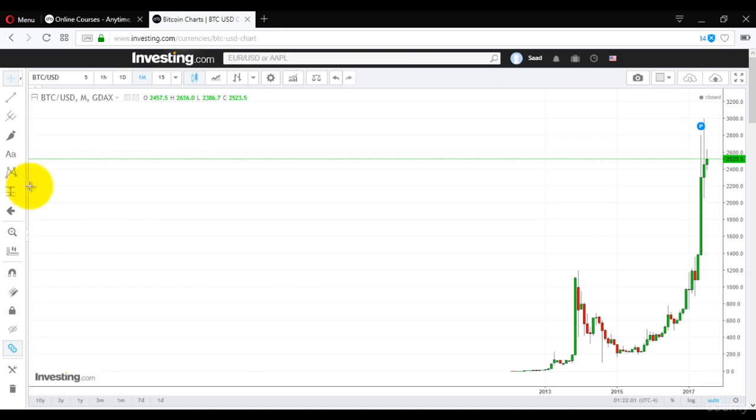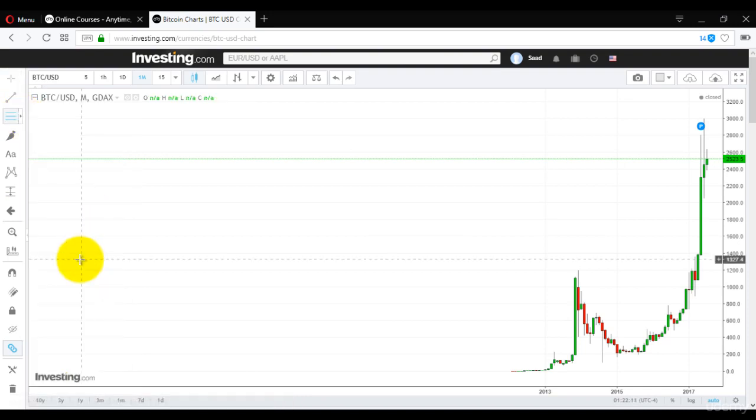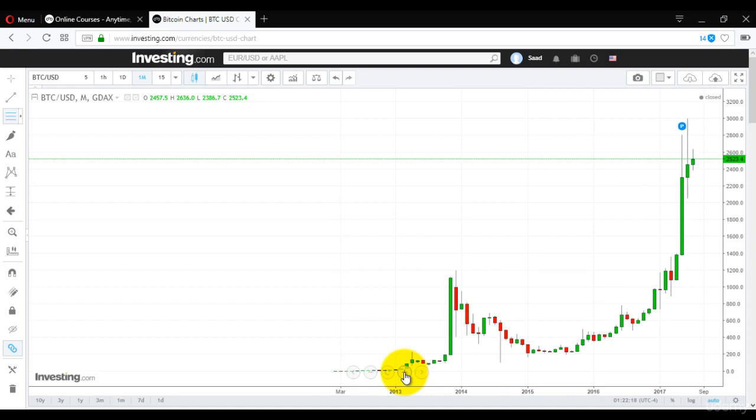Hi guys, today we will discuss Fibonacci retracement levels. You need to select Fibonacci retracement level from this pitchfork and there is a line here. You click on it and you select Fibonacci retracement and you need to select a fall to understand where it will rise next.